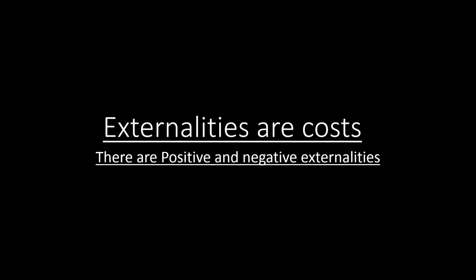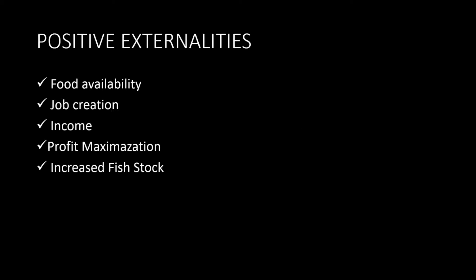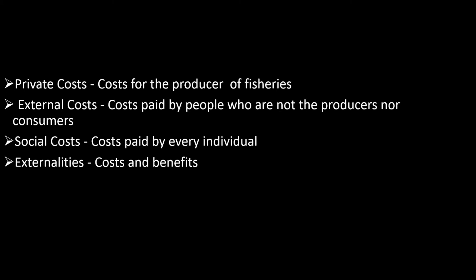Externalities are costs. There are positive and negative externalities. Positive externalities are food availability, job creation, income, profit maximization, increased fish stock. Costs: private costs, costs for the producer of fisheries. External costs, costs paid by people who are not producers nor consumers. Social costs, costs paid by every individual. Externalities are costs and benefits.